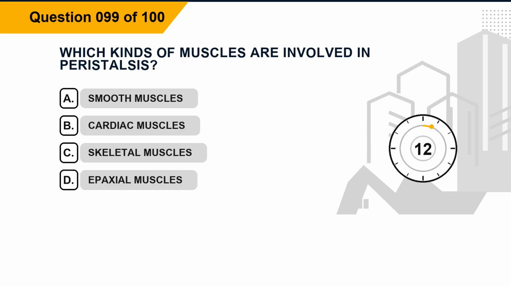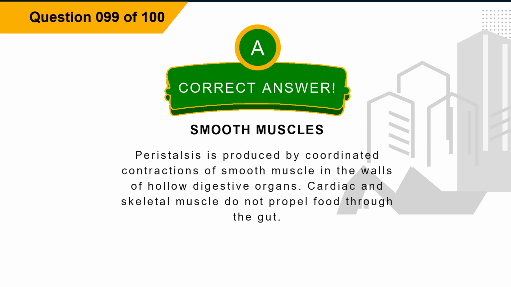Question 99. Which kinds of muscles are involved in peristalsis? Option A, smooth muscles. Option B, cardiac muscles. Option C, skeletal muscles. Option D, epaxial muscles. The correct answer is option A, smooth muscles.